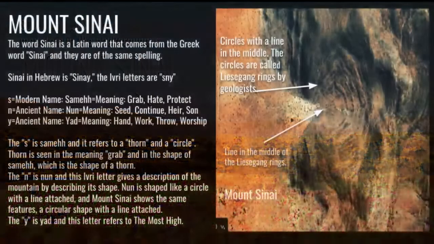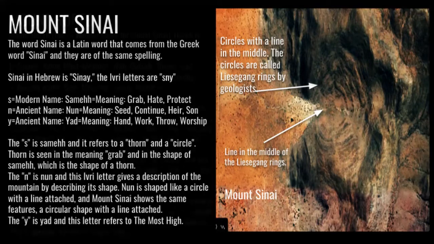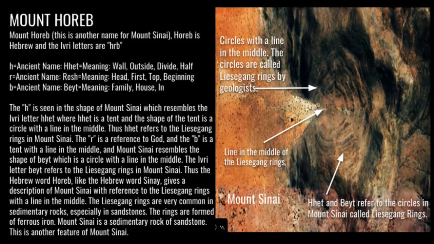The Liesegang rings are the reason the mountain is called Sinai and Horeb. These rings, they are embedded in the mountain, and they are a characteristic that gives the true identity of Mount Sinai, and it gives the true location of Mount Sinai. Mount Horeb, this is another name for Mount Sinai.